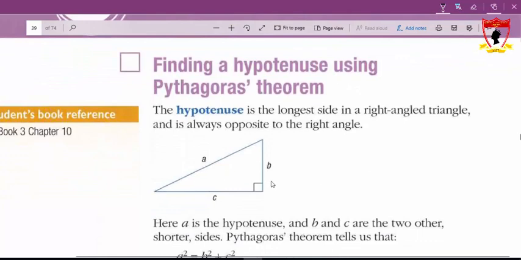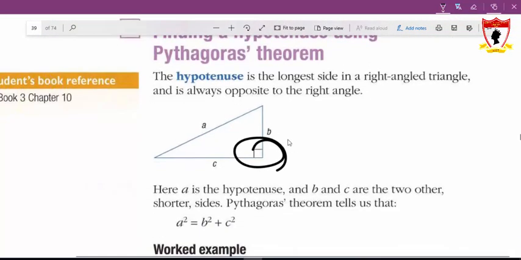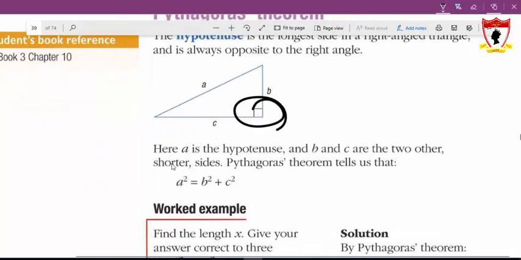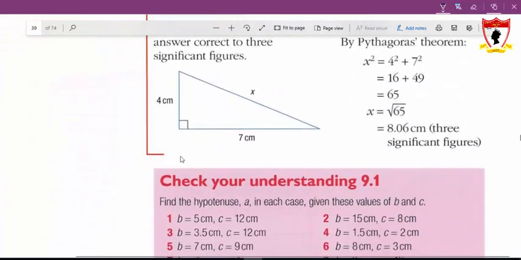Remember, Pythagoras works only when you have a right angle in the triangle, so it is only on right-angled triangles. And the rule is like this: the longest side, which is the hypotenuse, squared, is equal to the sum of the other two sides squared. Here, a square is equal to b square, this side, plus c square, this side. Now let's go to the exercises.